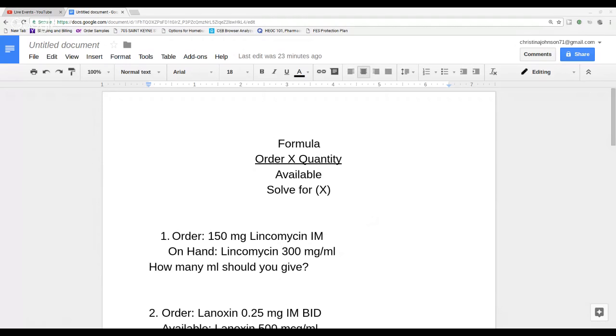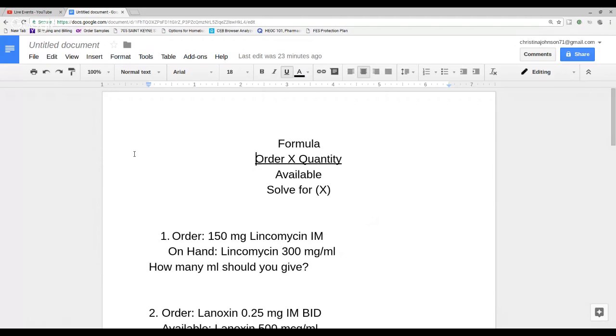So the basic formula is going to be order times quantity divided by the available, and that is going to solve for X. So basically, just a couple things. If we're going from big to small, we're going to move 3 spaces to the right. From small to big, we're going to move 3 spaces to the left. Okay, so that's the basic stuff.